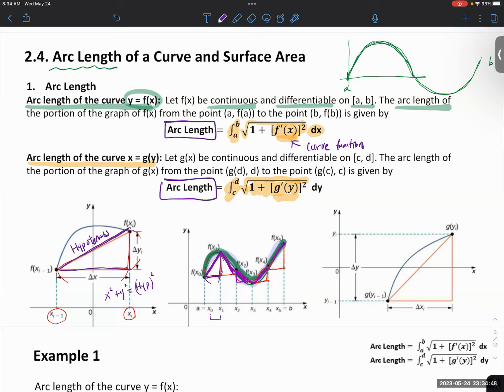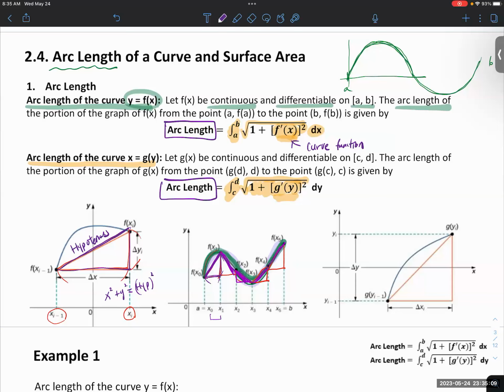Okay, so the formula will be given. You don't need to memorize it, but I want you guys to think about why and how we can think about adding or estimating the arc length. Basically, you keep adding an infinite number of the hypotenuse.